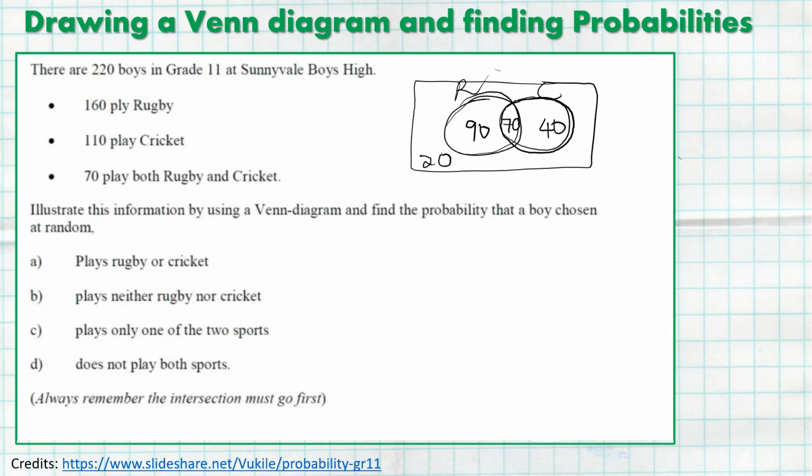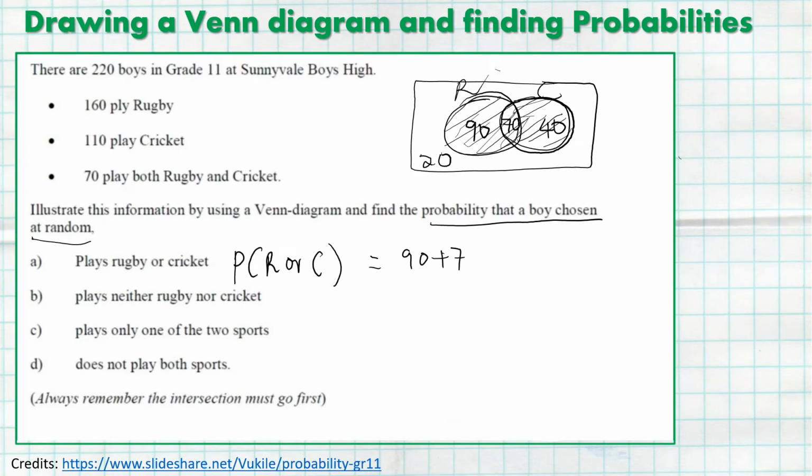Okay, A, they said find the probability that the boy chosen at random plays rugby or cricket. So the probability of rugby or cricket, right? How are you going to find that? We already discussed that the probability of rugby or cricket is the same as the probability of rugby union cricket. So what do you do? You take all probabilities in your rugby and all probabilities in your cricket without repeating.